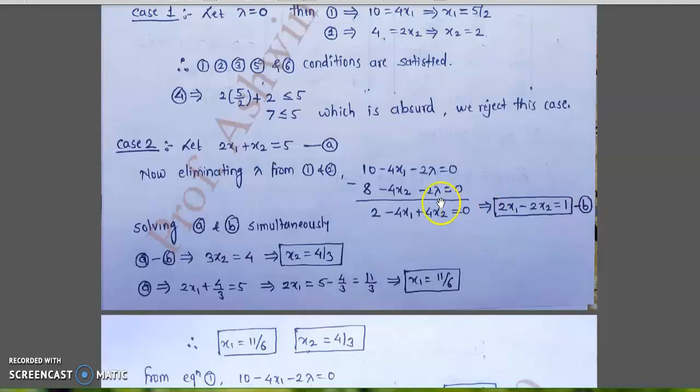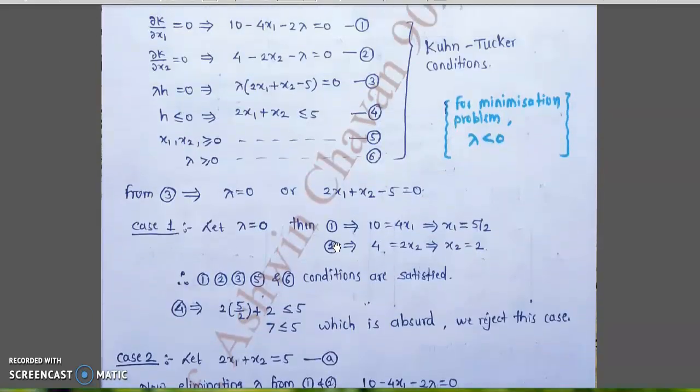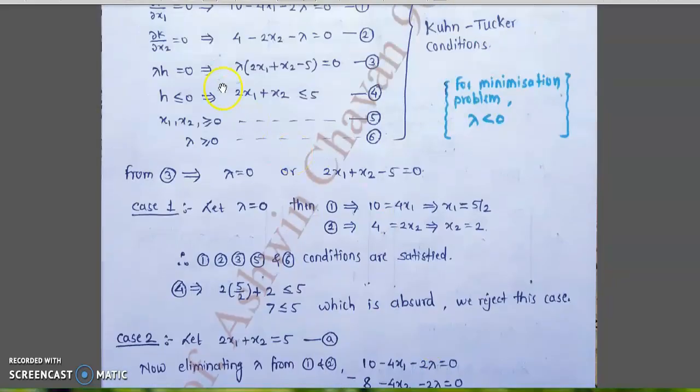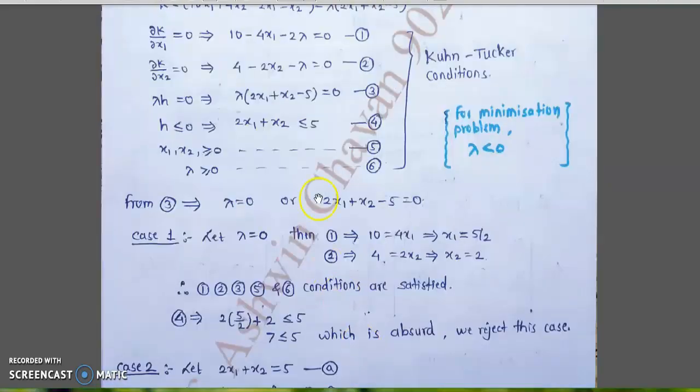We get equation B from equation 1 and 2. That's why 1 and 2 are also satisfied. From equation 3, we have taken this case, that's why equation 3 is also satisfied. And if we put these values of x1 and x2 into equation 4, we get the satisfaction of equation 4 as well. The value is equal to 2x1 plus x2. So 2x1 gives us 22 by 6 and x2 is 4 by 3. So we get 22 plus 8, 30 by 6, which is 5. So we get 5 less than or equal to 5. That's why condition 4 is also satisfied.